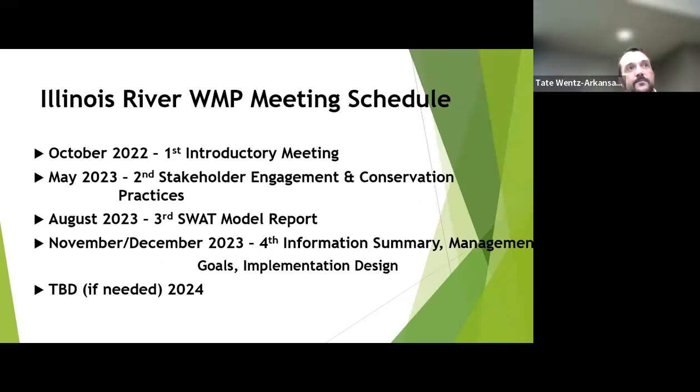And then sometime in early 2024 will probably be the final meetings. We'll be really wrapping up. So basically take what you see, that information in meeting 4, the information summary, management goals, implementation, adaptive management, shift that down one meeting. Meeting 4 is really going to be talking about our prioritization and taking all the model output, what we're talking about conservation practices, and say, this is really where we think we can have the highest return on investment improving water quality.